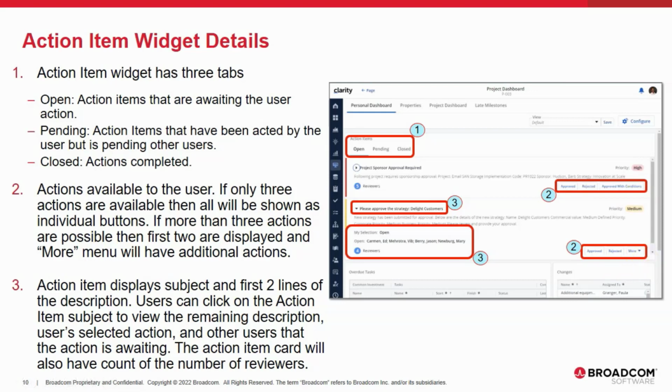The action item will display the subject and the first 2 lines of the description. The user can then click on the action item subject to see additional information. They can see additional description. They can see the exact names of the additional users that the action might be waiting on. The action item widget will also show a number indicating how many users this specific action item has gone to that could act on it.